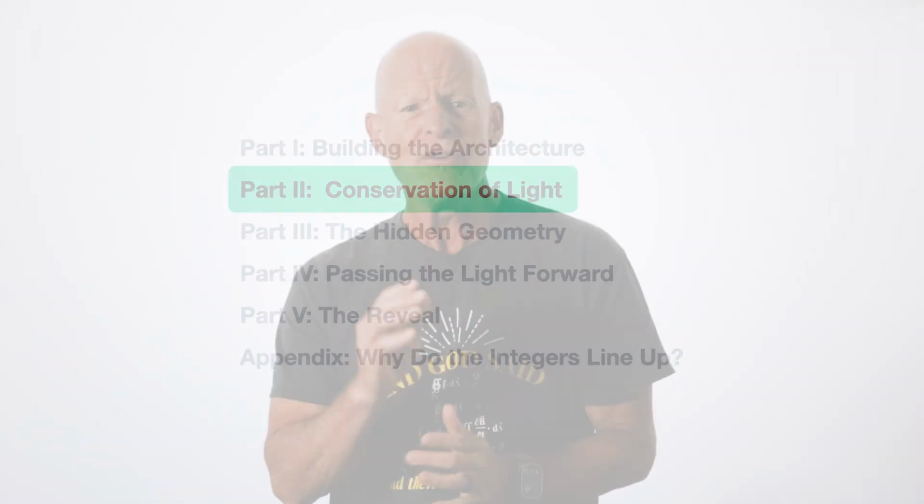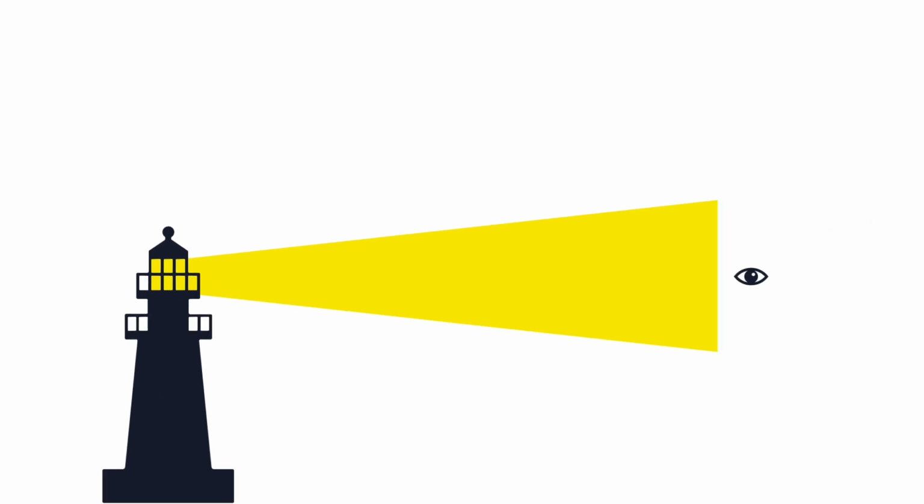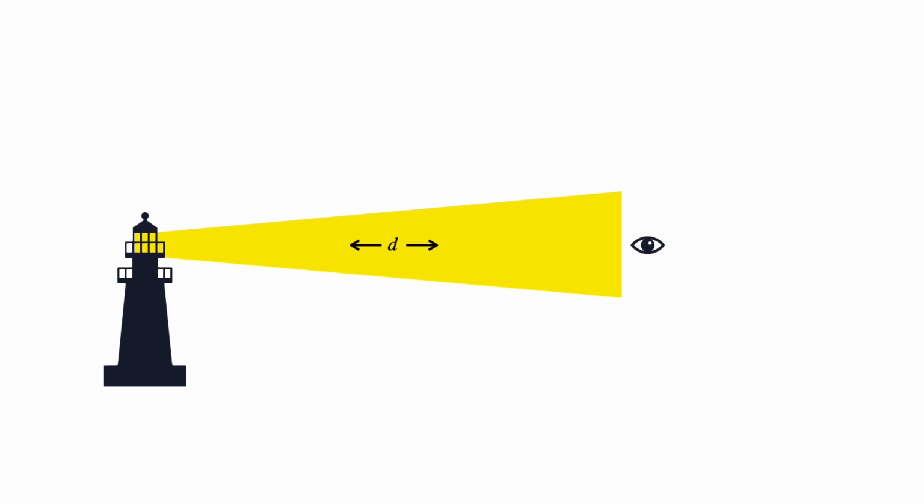To answer, we first need to understand how the observed brightness from a single light changes with distance. The further away a light is, the dimmer it appears. We'll measure the observed light using the inverse square law. At a distance d, a light contributes 1 divided by d squared units of brightness to the observer.